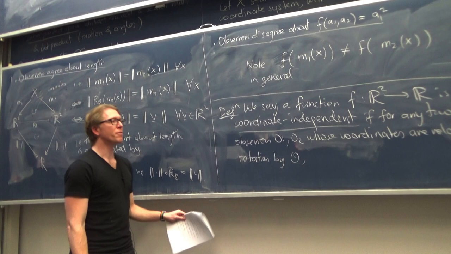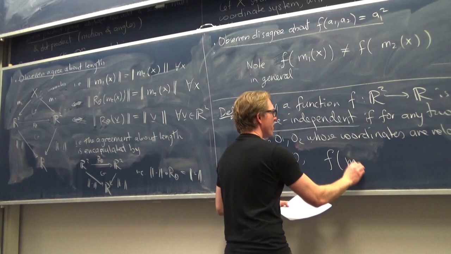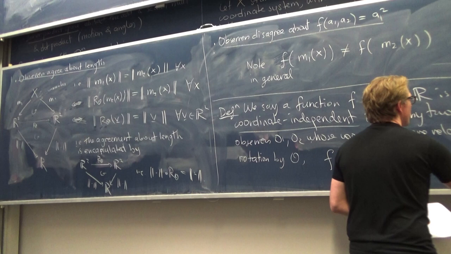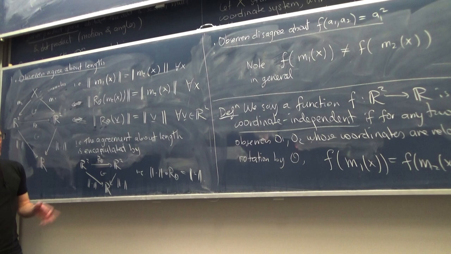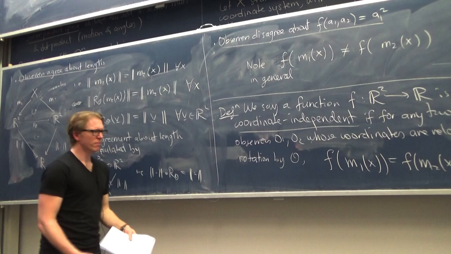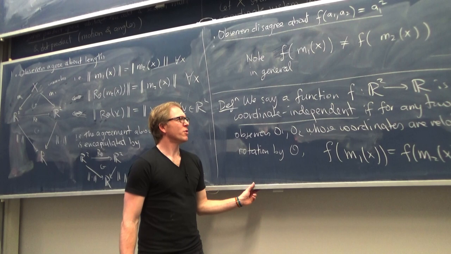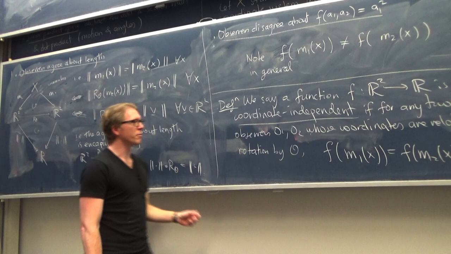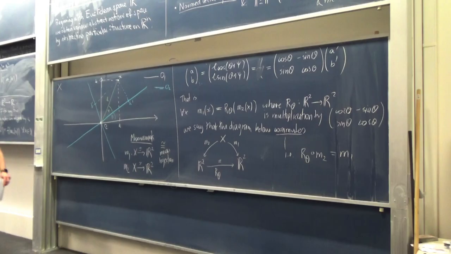So given two observers, if f_m1 is equal to f_m2 for all x in X, and implicitly, I mean for all theta, so no matter what theta is, f shouldn't involve theta. So I have a function f which doesn't involve theta, and if for any theta and x those agree, then we say that that quantity f is coordinate independent. All right, so then the question is, which functions are coordinate independent?